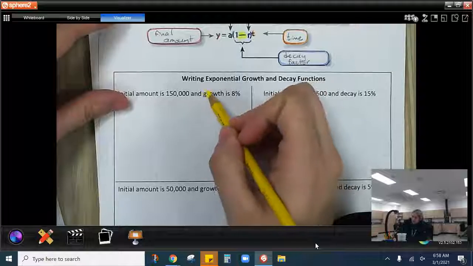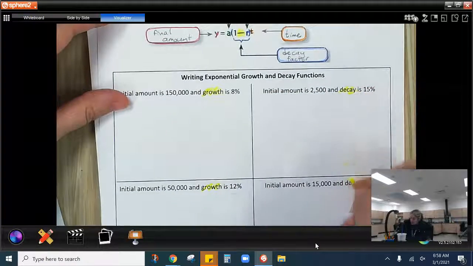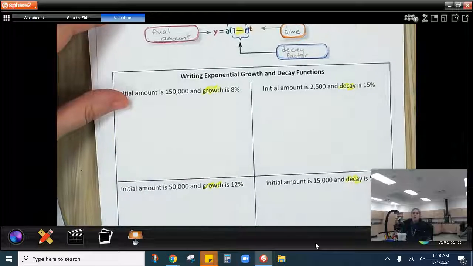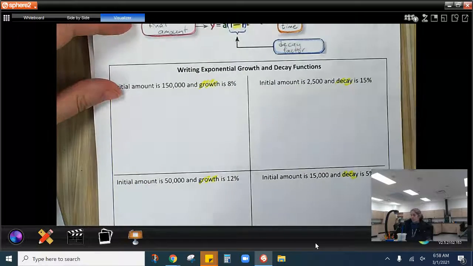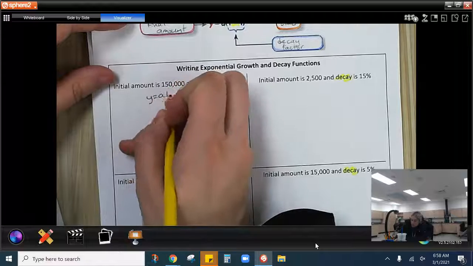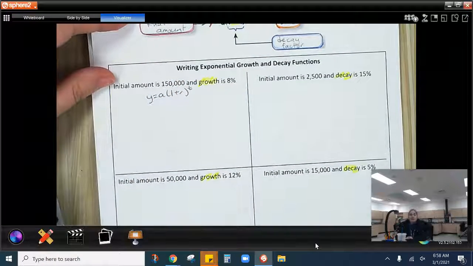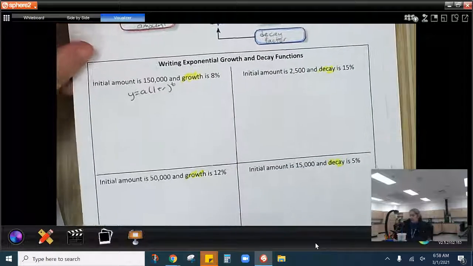And then the first thing I want to do, because it helps my brain, is I'm just labeling growth for these ones and decay. Because then I know which equation to look at up above. So this one's a growth, y equals A, 1 plus r to the t. Now we need to fill in the things that we just don't know right now. First, we need our A value.